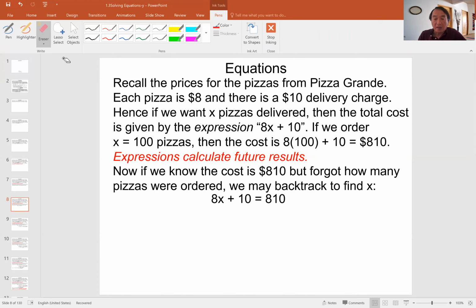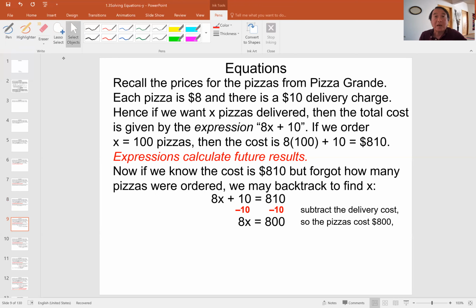This is an equation. And the setup allows us to backtrack the way we backtrack inside our head in the following manner. First of all, we take away the $10 on both sides. That gives us a new equation, which says the pizza part of the cost is $800. Since each one costs $8, we divide by 8, and we get to our answer, X equals 100 pizzas. This procedure formalizes the backward tracking.